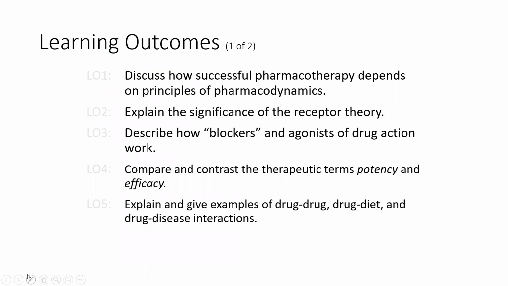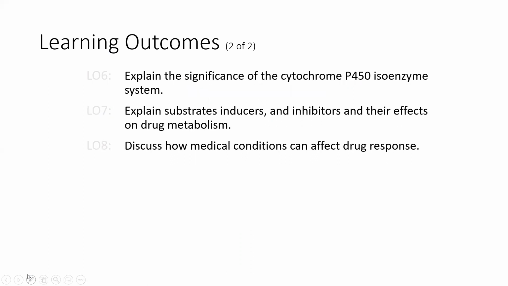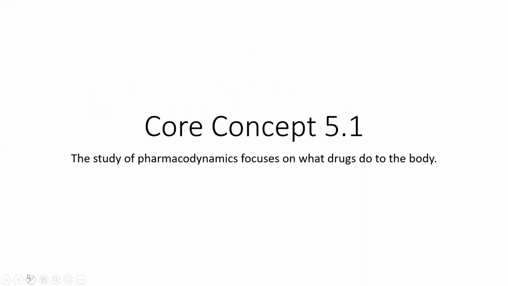In this chapter, we are going to understand, of course, pharmacodynamics, the significance of receptor theory, what are blockers, what are agonists, what is the comparison between the therapeutic terms potency and efficacy, examples of drug-diet and drug-disease interactions. Significance of cytochrome P450 isozyme enzyme systems, inducers, substrates, inhibitors, their effects on drug metabolism, and how medical conditions can affect the drug response.